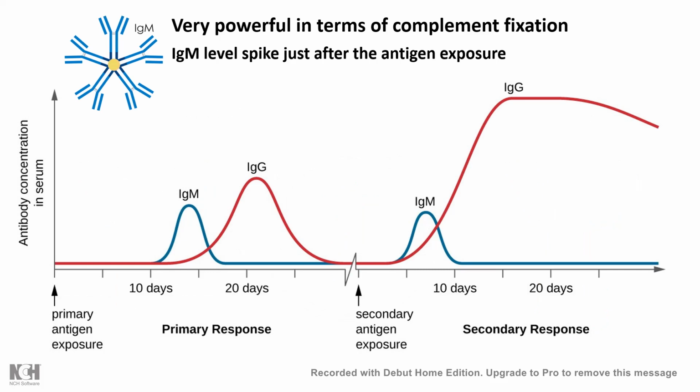IgM is also very important in terms of complement fixation. It has huge potential for complement fixation because it has so many paratopes. IgM level spikes just after antigen exposure. In fact, IgM is the first antibody to be produced after any primary antigen exposure. That is why IgM is also very important after IgG.